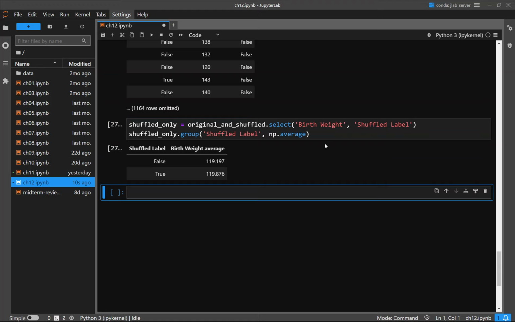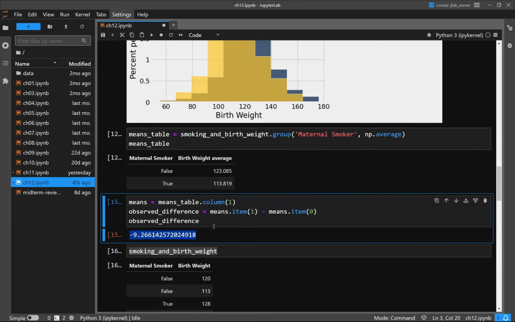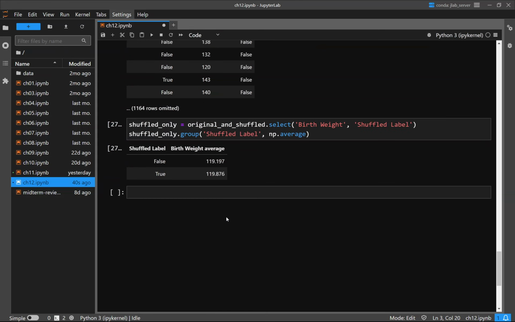So once you've shuffled falses and trues, pretending that nothing mattered, here are the new birth weight averages for mothers who did not smoke, or shuffled labels, and mothers who did smoke. And so there's still a difference because it's never perfect. But the idea is if the difference was just due to chance, the large difference that we saw in real life should eventually be simulated. Yeah, that's the goal. If it really was just due to chance, the large difference that we saw should be simulated eventually.